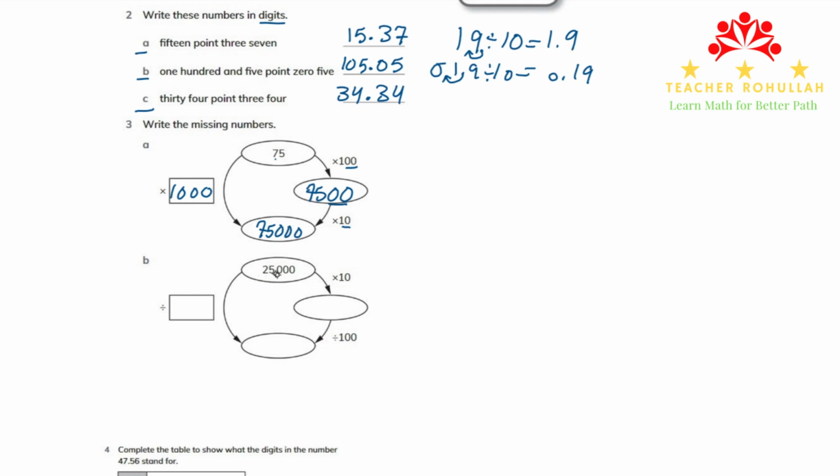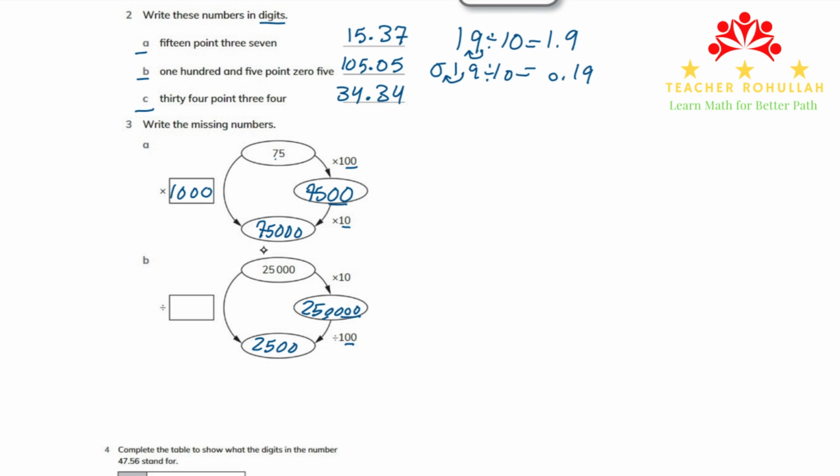In part B, we have 25,000 times 10. So we write 25,000 itself and add 1 zero, which becomes 250,000. Now 250,000 is being divided by 100. How many zeros do we have in 100? We have 2 zeros. 2 zeros of 250,000 will be cancelled by 2 zeros of 100. So these 2 zeros will be cancelled. The number left is 2,500.